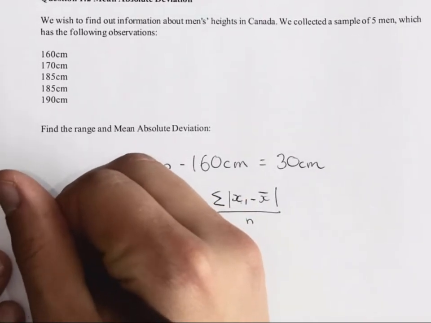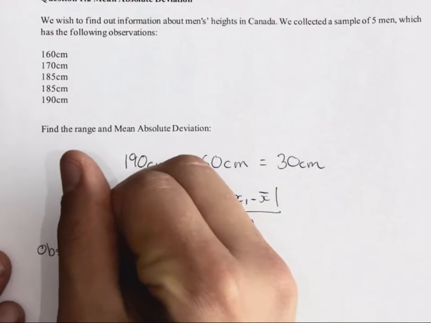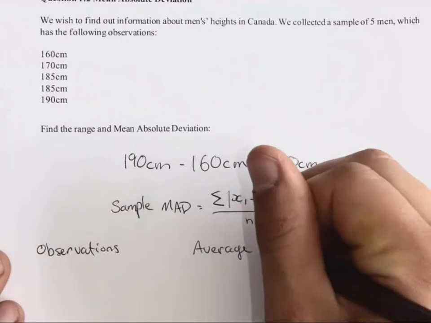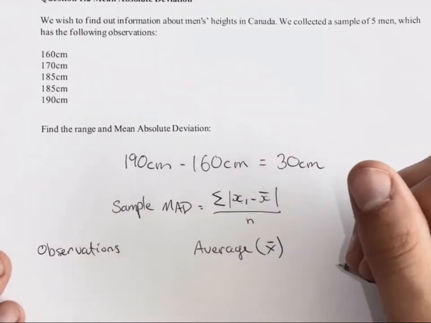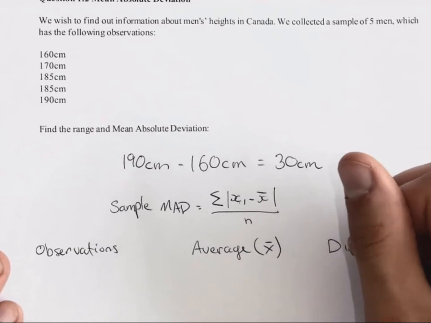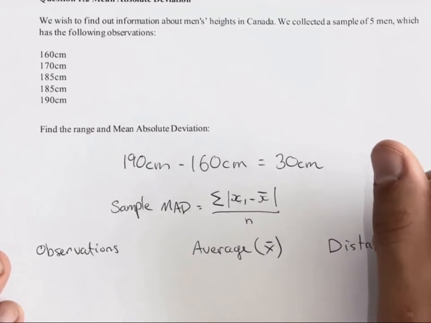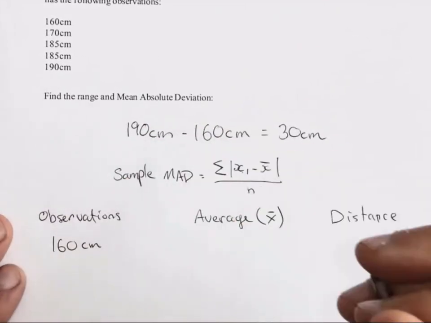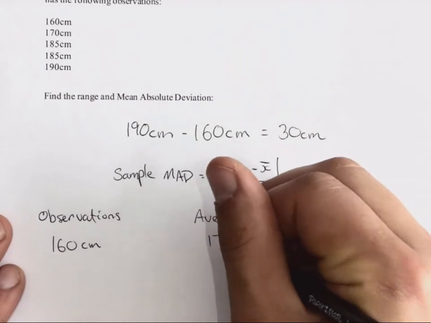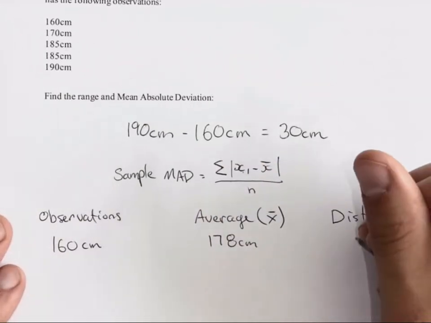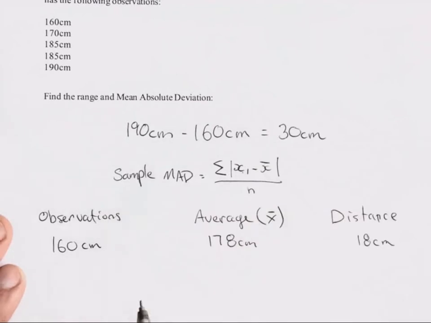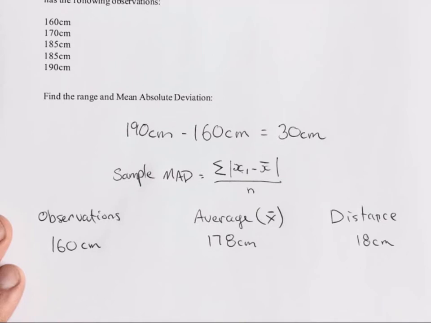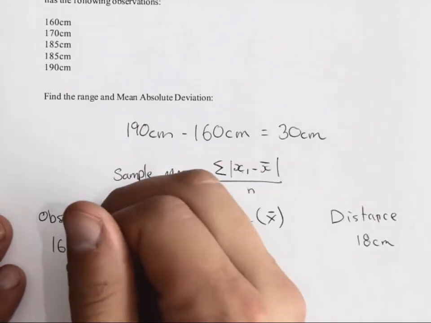So we have our observations. We have our average. And we have our distance. So our first observation is 160 centimeters. Our average is 178 centimeters. And that gives us a distance of 18 centimeters from our observation to our average, our observation 1 to our average. Now we're going to continue to do this for all of our observations.